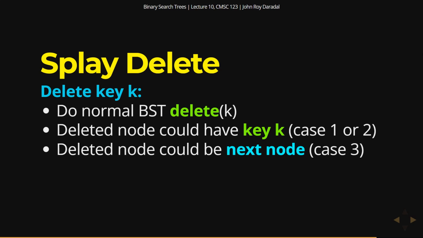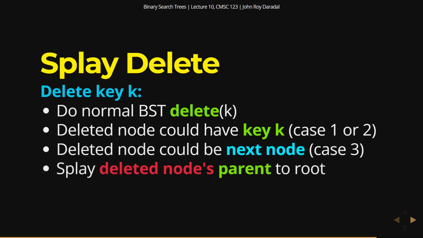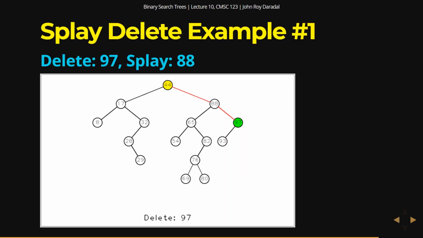So what will we splay after deletion? Because once we delete that, we cannot splay it anymore because it doesn't exist in the tree anymore. So what we will splay is the deleted node's parent. Okay, so whatever the deleted node was, splay its parent to the root. Let's see that in an example. So when we delete 97, when we search for 97, it's found here, right? So you can find 97 here.